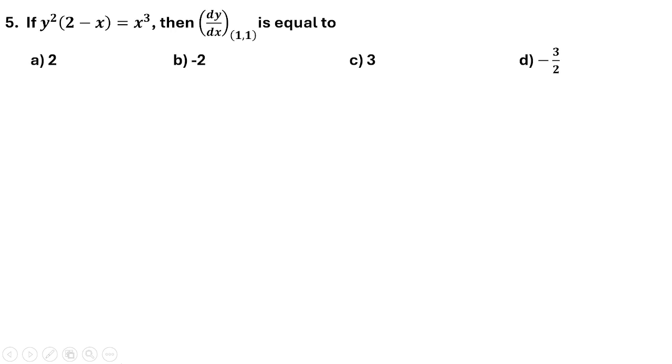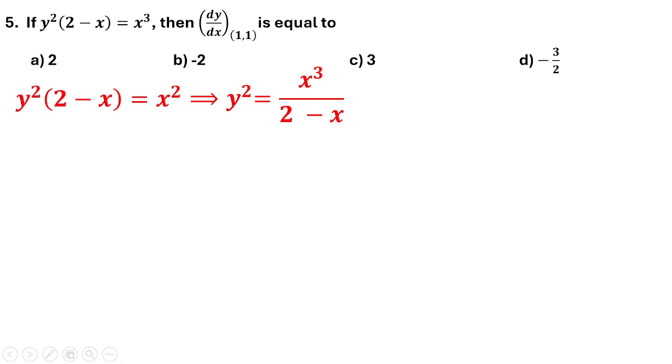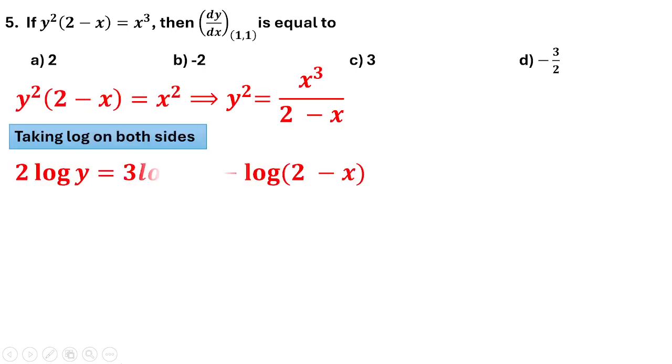Question number 5. If y square multiplied by 2 minus x is x cube, then you have to find the value of the derivative at 1, 1. Now, I am taking the function. I am getting y square is equal to x cube by 2 minus x. You can do it directly also. But when you take log on both sides, the differentiation will become simple.